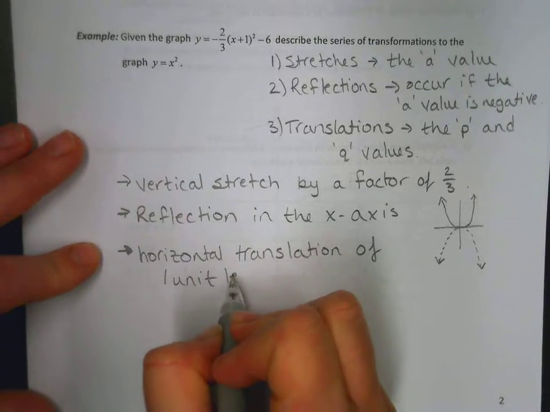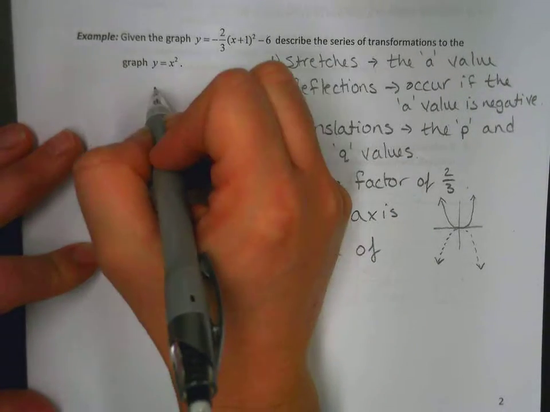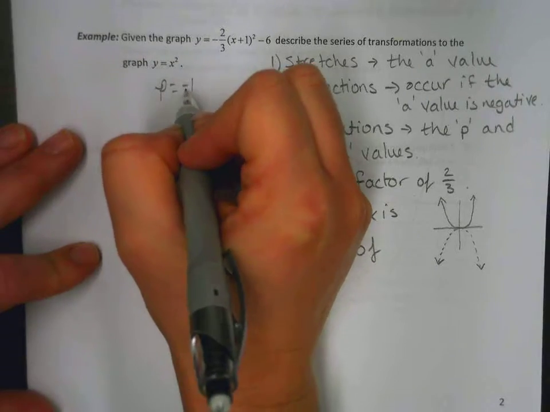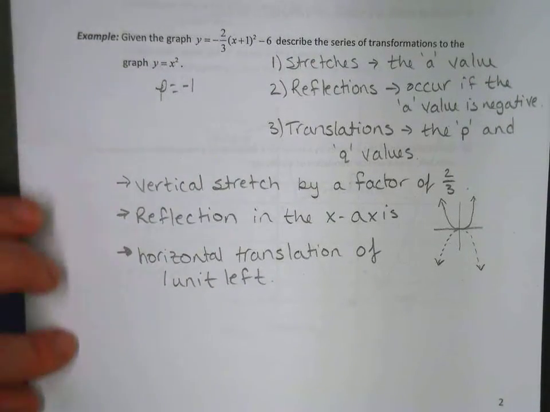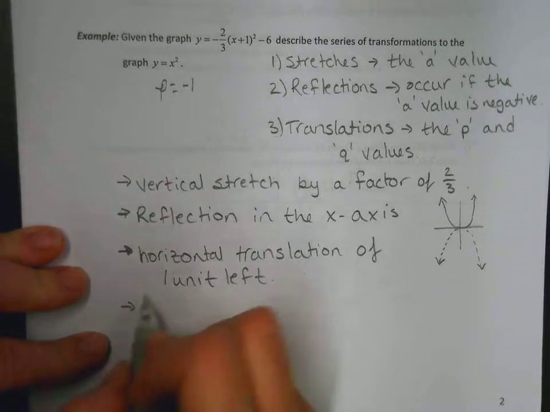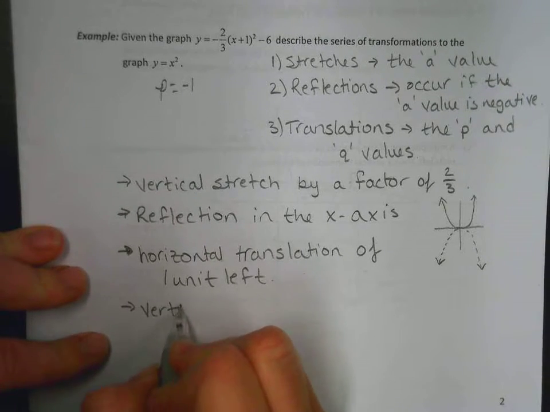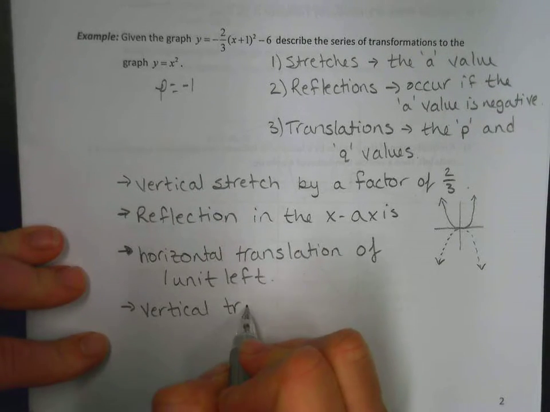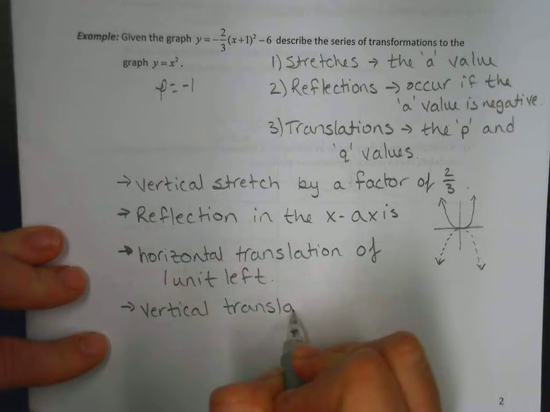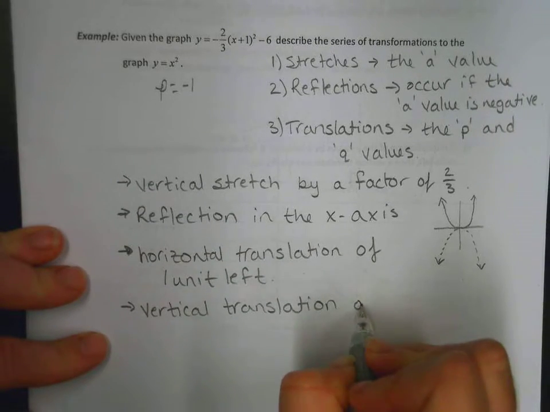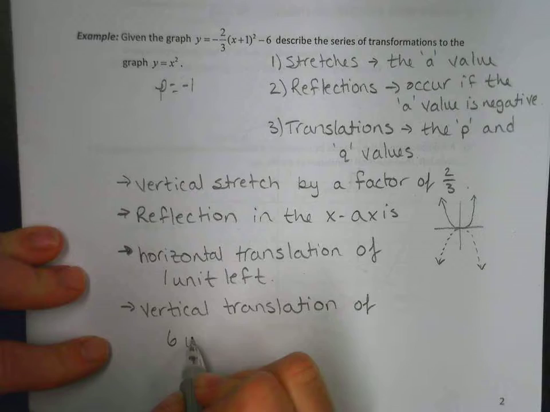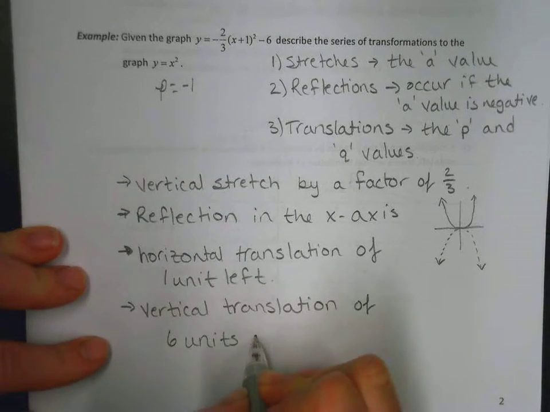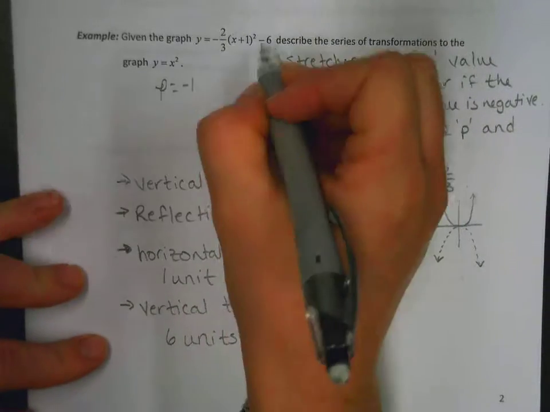And then this also has a vertical translation of 6 units down. Again, looking at this, my q value would be a -6. A negative means a negative direction, which would mean down. And that would be a description of transformations.